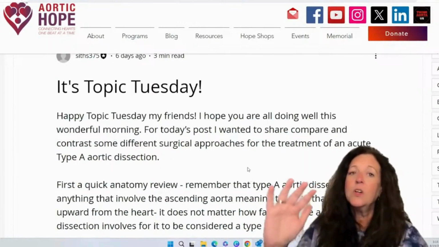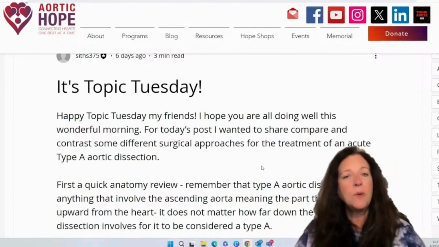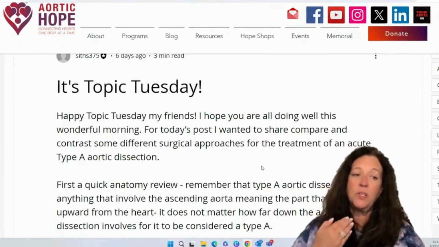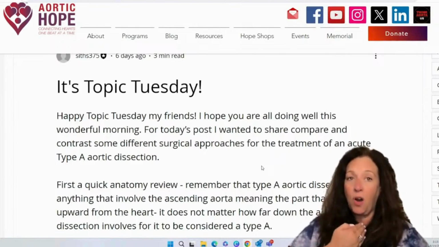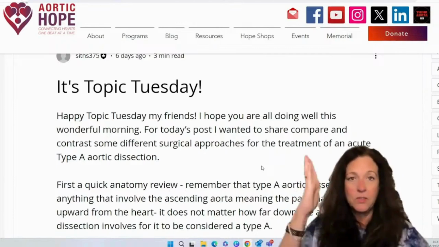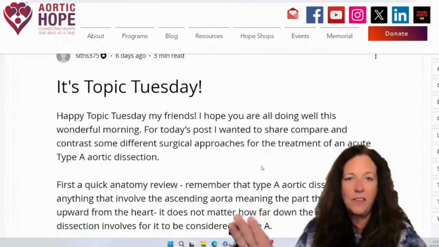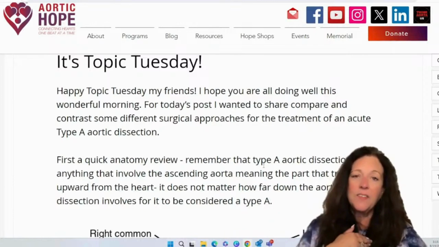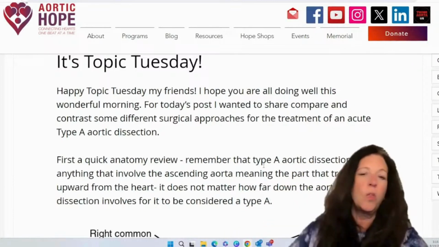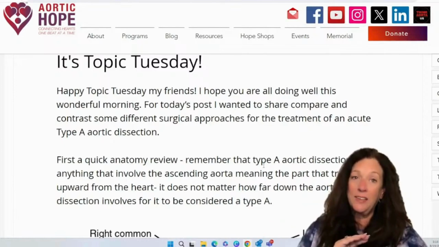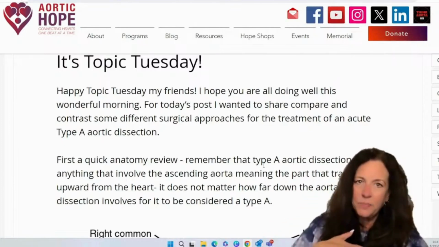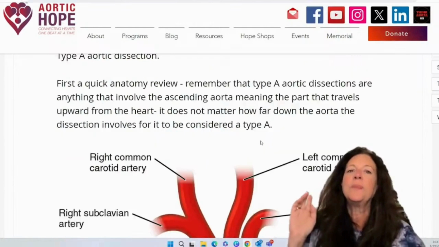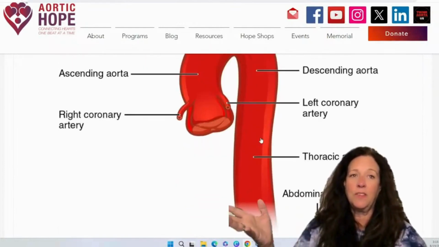Okay, so first we're going to do a quick anatomy review, and remember that a type A dissection is anything that involves the ascending aorta, which really means the part that travels upward from the heart. That is the only ascending part because it's going up. It doesn't matter how far down the aorta the dissection involves for it to be considered a type A. If it involves that area, it's A. It can go all the way down in the iliac, it's still considered A. If it doesn't involve the ascending, then it's B. Okay, so it's ascending, A; not ascending, B. We got that from Dr. Udelman.